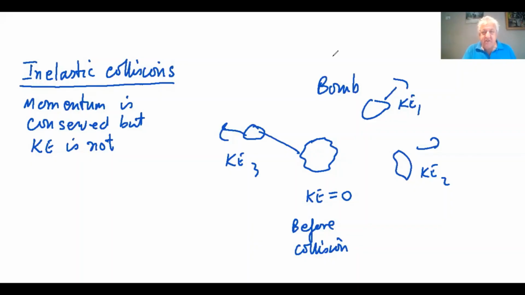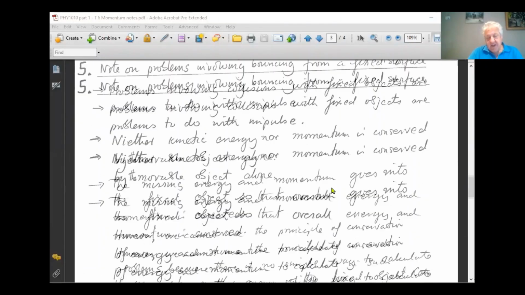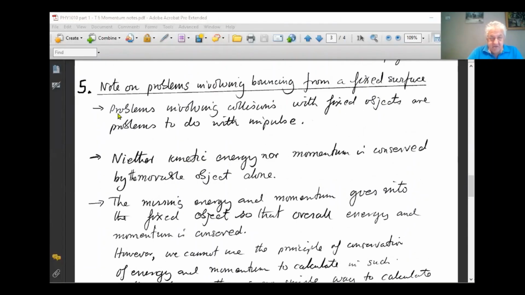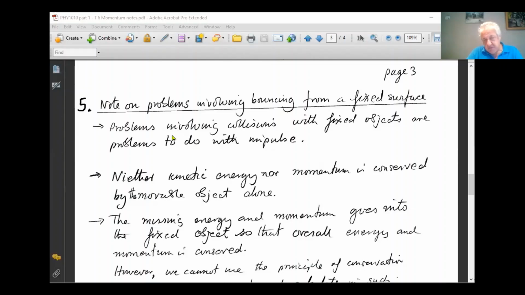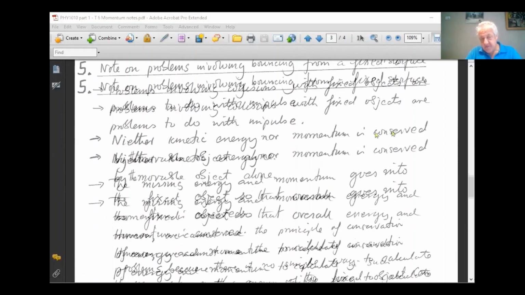So let me stop sharing, go back to my notes. Right, the next thing, oh yes, objects bouncing off walls. Let me read this for you and I'll explain. Problems involving collisions with fixed objects are problems to do with impulse. Remember the formula for impulse at the beginning? This is where you use impulse, when an object bounces off a fixed object, like a ball bouncing from a wall. The wall is a fixed object and the ball bounces off it.